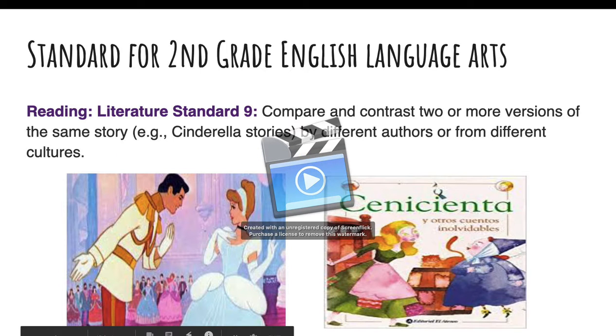So for the standard that we chose, we did our second grade English language arts standard, which was comparing and contrasting 2 or more versions of the same story by different authors or from different cultures. So we chose the story of Cinderella because we thought this was a well-known story that could be used to build schemas in our ELL students and build vocabulary for our English speakers. This grade level is about growing vocabulary for everyone, so we thought it would be beneficial to all.